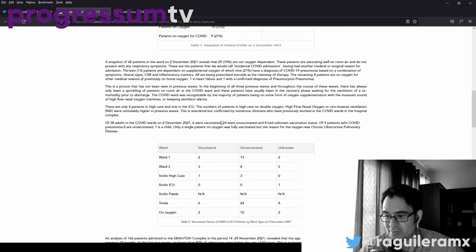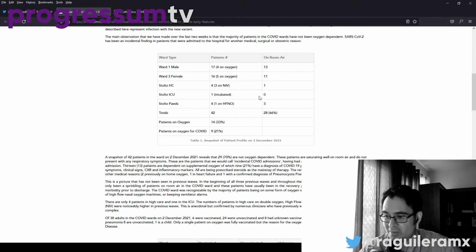Really, really good news. It does seem to suggest that the vaccines are working. For these 24 unvaccinated, we don't know if some of them had already caught the disease. Maybe they have some degree of natural immunity already. But the fact is, they seem to work. Again, this is a very, very, very small sample.